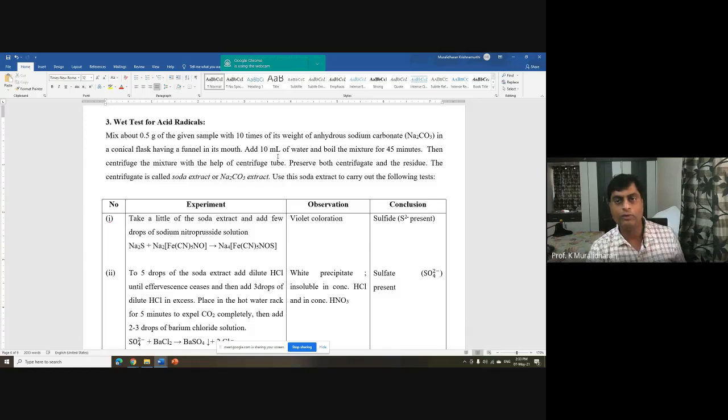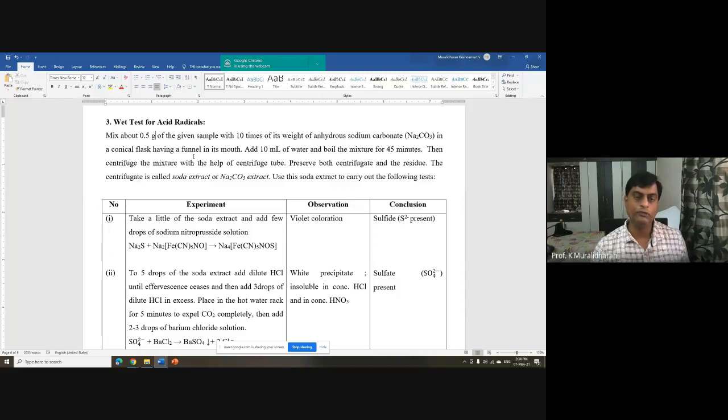You boil this for around 45 to a maximum of 60 minutes, and then filter it. That filtrate is supposed to be a clear solution, called a soda extract or sodium carbonate extract. That's what you are going to use if it is not a soluble salt. Otherwise, you are just taking a water solution.